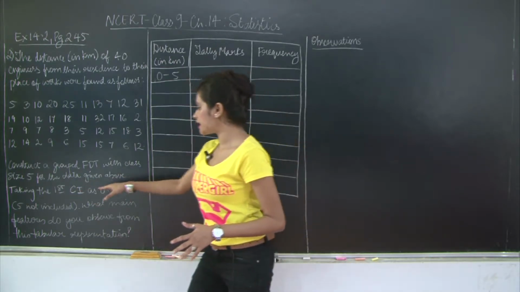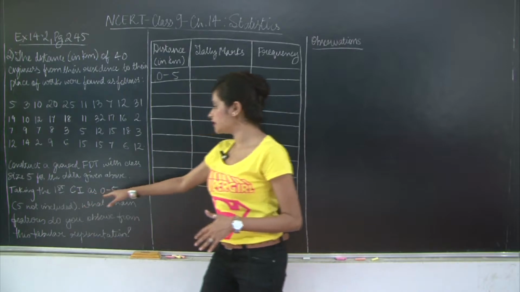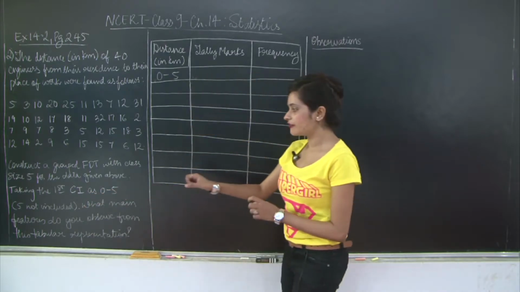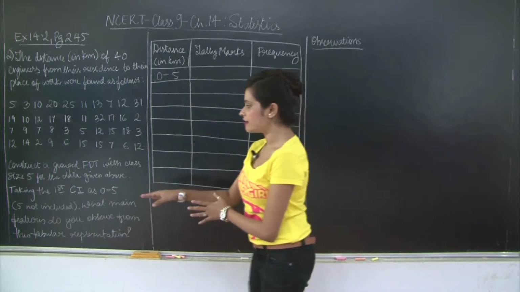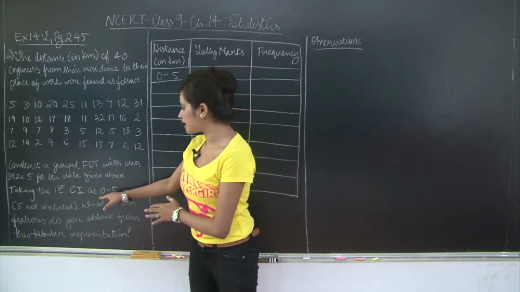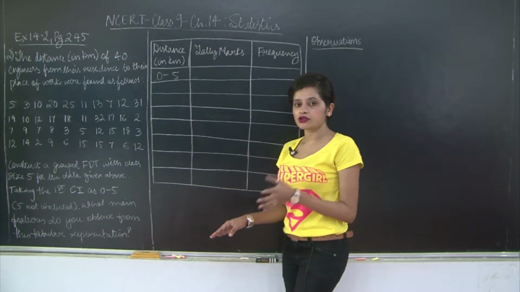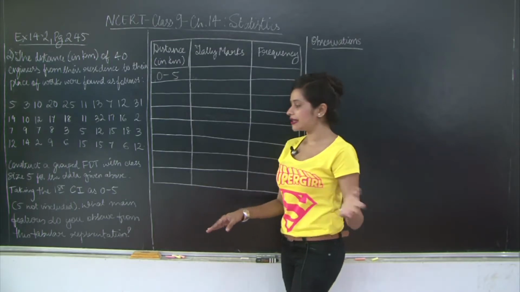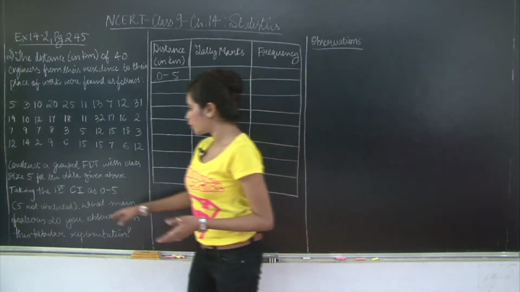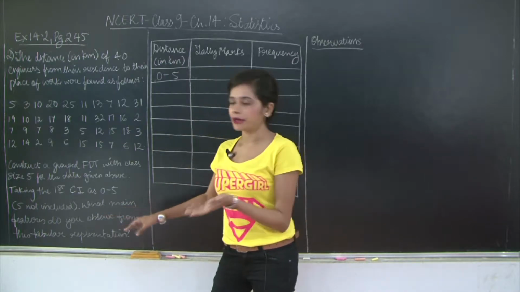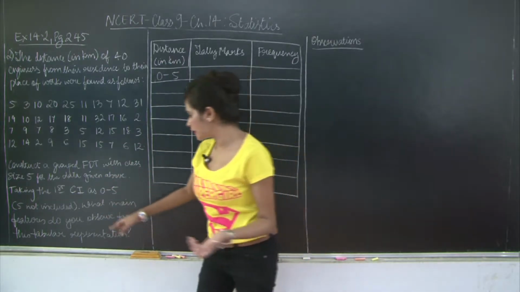Taking the first class interval. So CI is class interval as 0 to 5, where 5 is not included. So what does 5 not included mean? In the class interval you're just going to take the values from greater than or equal to 0 up to less than 5. So less than 5 will be up to 4 or up to 4.9, because kilometers could be in decimals as well.